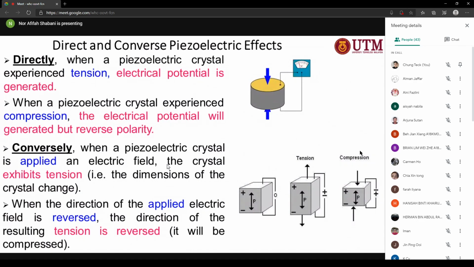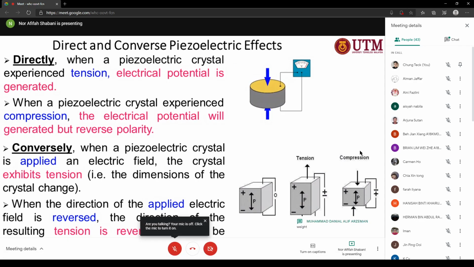What is the example? Maybe you can write in the chat. Okay, Aini, what is the example that uses this direct and converse piezoelectric effect in real life? Right now, it's happening.